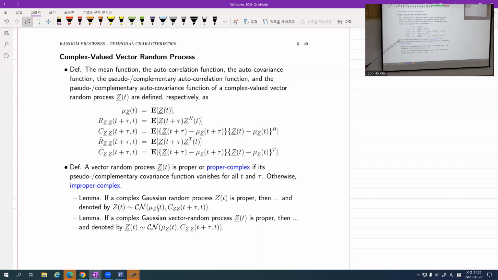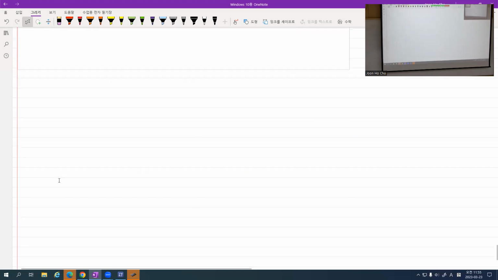And a vector random process is proper, or proper complex. What does that mean? This function is a zero matrix for all t and tau. Got it? And we can also add Gaussianity. We can increase the complexity in any way. Got it? So you've seen some definitions.